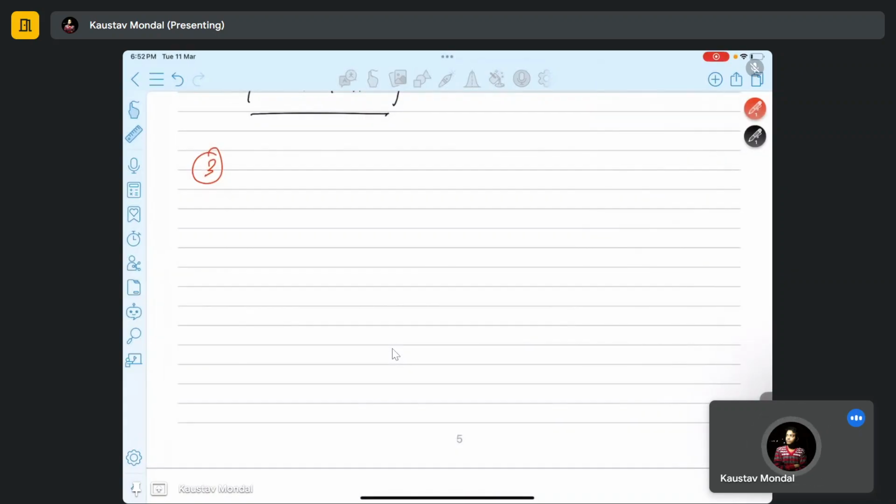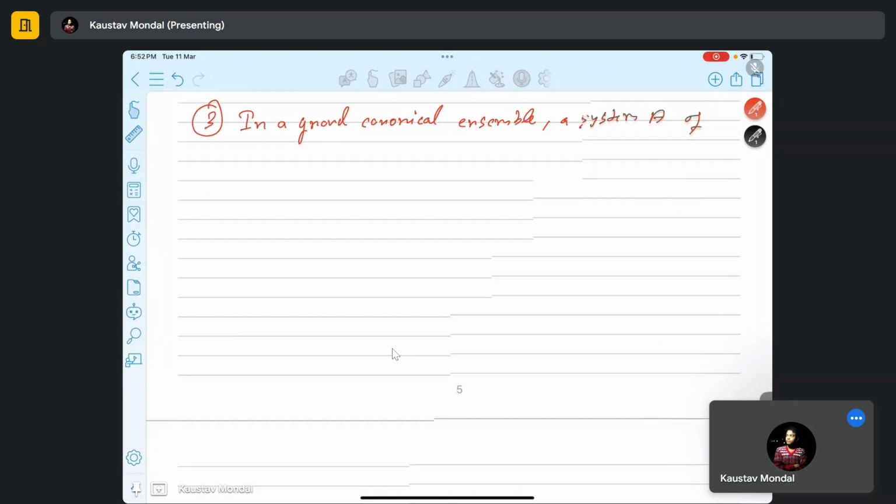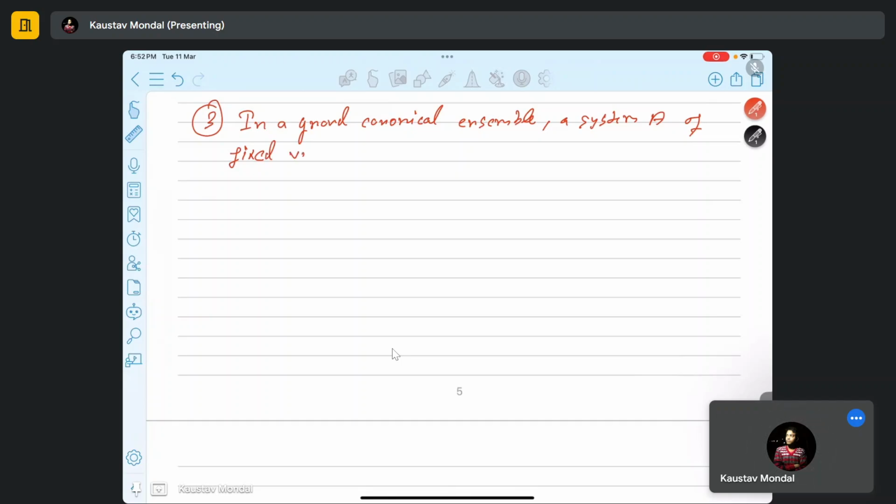Okay, so problem number 3, let me write it first. In a grand canonical ensemble, a system A made of fixed volume is in contact with a large reservoir.